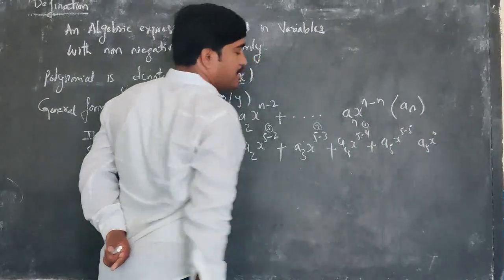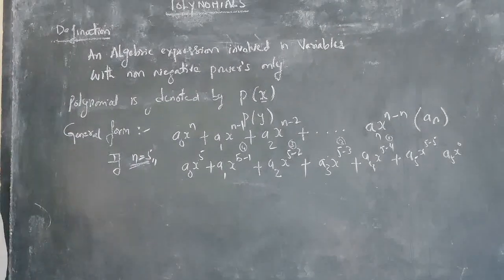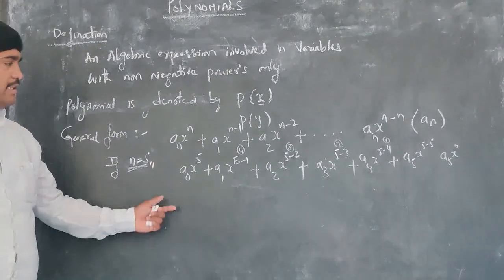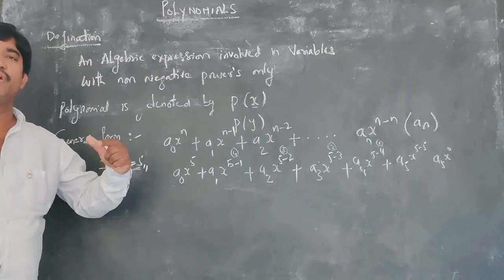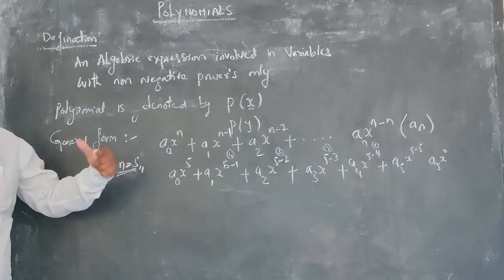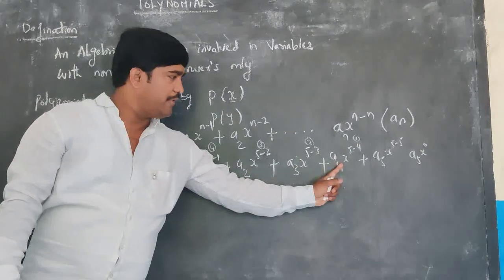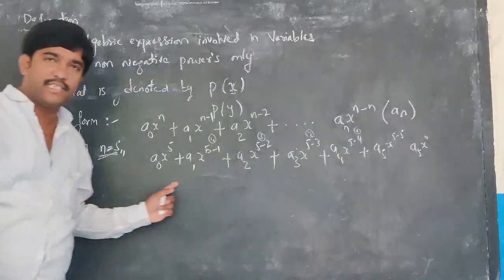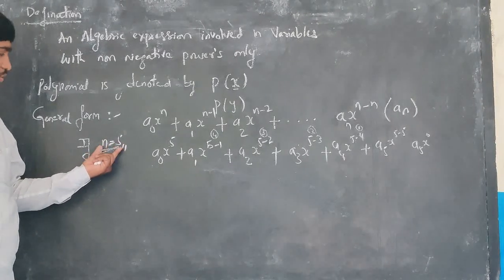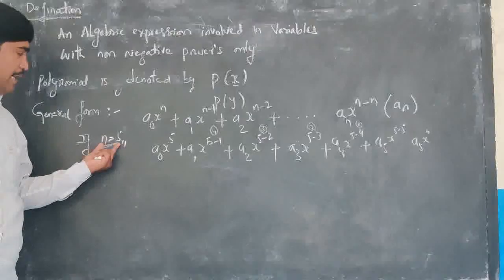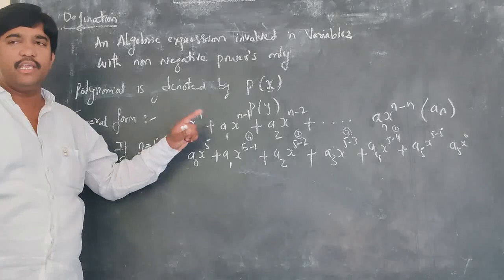So keep in mind, whenever the n value is given and you have to write a polynomial expression, the number of terms will be one more than that. Just count: 1, 2, 3, 4, 5, 6. How many terms are there? 6 terms. If I ask you to write a polynomial of degree 5, the number of terms will be one more than that.